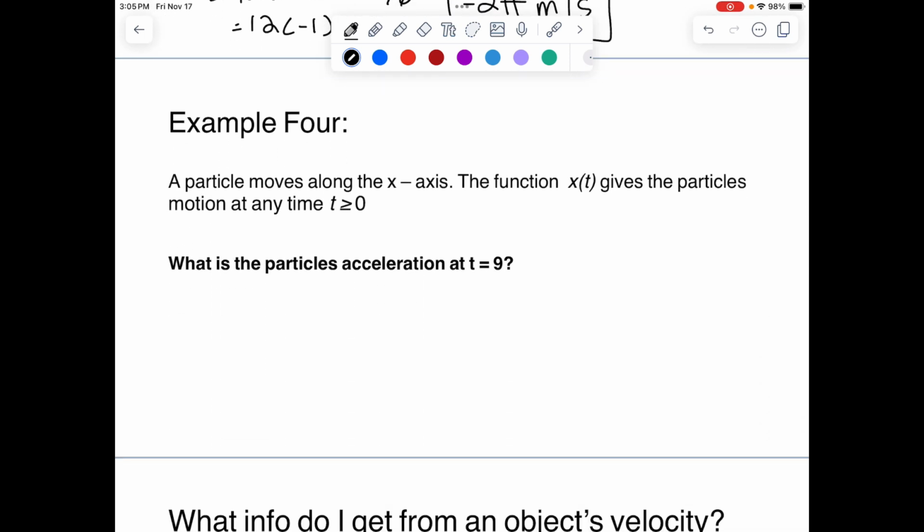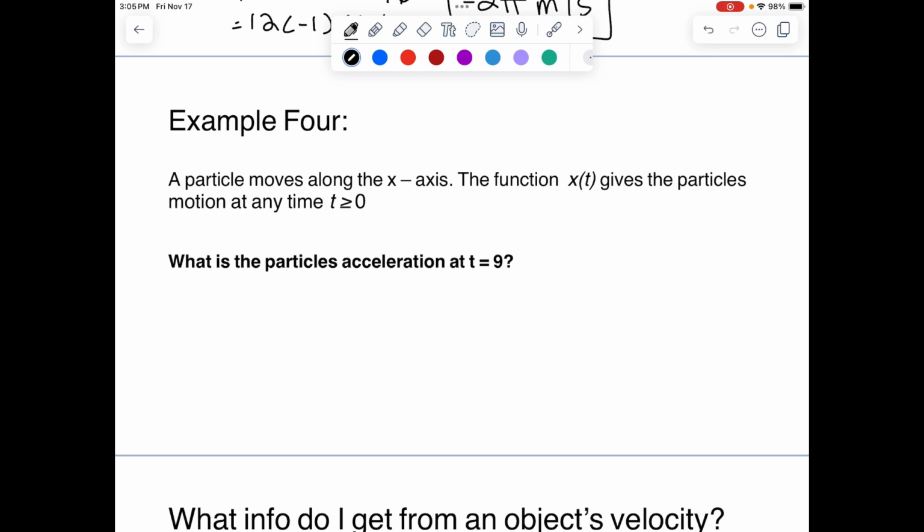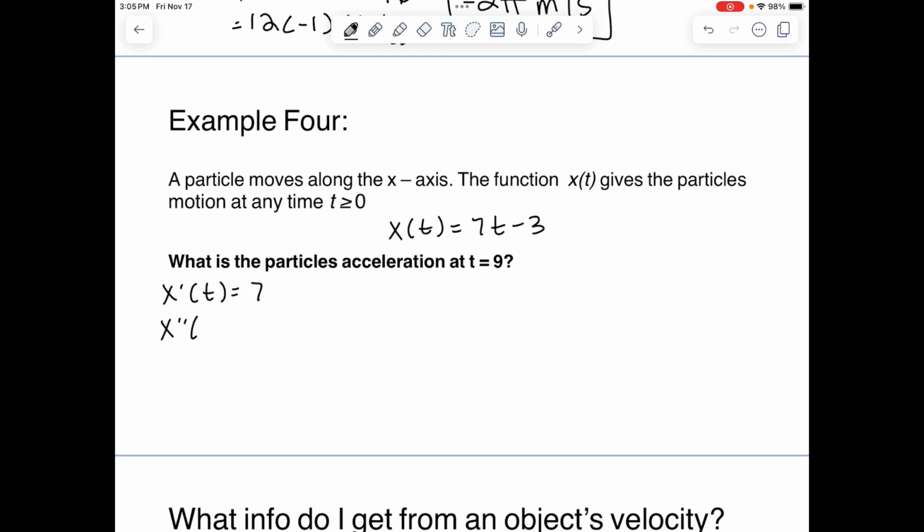Okay, we're going to keep going. Example 4. A particle moves along the x-axis. The function x of t gives the particle's motion at any time. So x of t equals 7t minus 3. So this is a different problem. This is the particle's acceleration. And so we'll start by finding the particle's velocity. And this will be actually really nice because the derivative of 7t minus 3 is 7. And so then if we want to find acceleration, we'll take the derivative of that, and the derivative of 7 is 0. And so that right here equals acceleration because the derivative of velocity is acceleration. And so the answer is 0 meters per second squared.